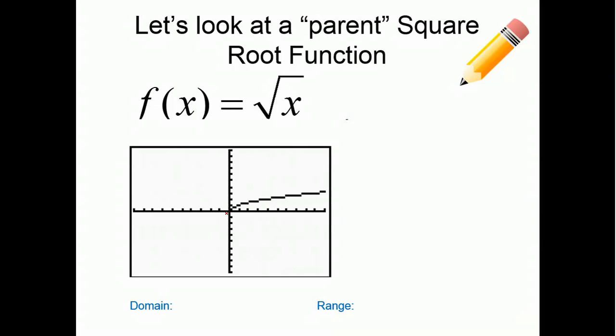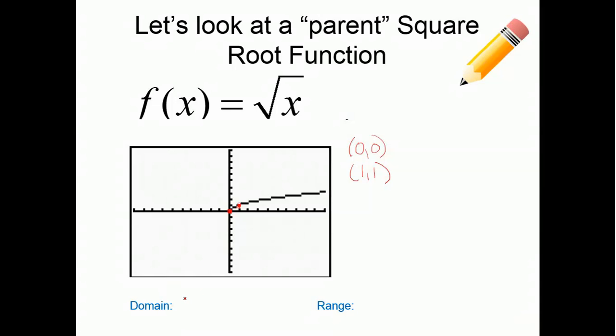There's a couple of points I want you to mark down. One dot right here is at 0, 0. I want you to really pay attention to 0, 0. And then another dot that I would pay attention to would be 1, 1. Those are two dots that we're always going to want to graph on our square root parent function. And then we're going to be able to move those dots based on our transformations, which we'll cover on our next slide.